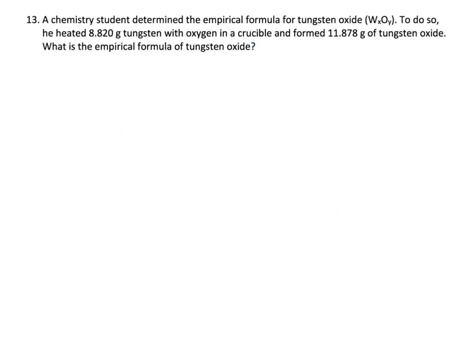Question 13. A chemistry student determined the empirical formula for tungsten oxide. To do so, he heated 8.820 grams of tungsten with oxygen in a crucible and formed 11.878 grams of tungsten oxide. So this 11.878 grams of tungsten oxide is a combination of a mass of tungsten and a mass of oxygen. We know what the mass of tungsten is. Okay, so the mass of tungsten is given as 8.820.